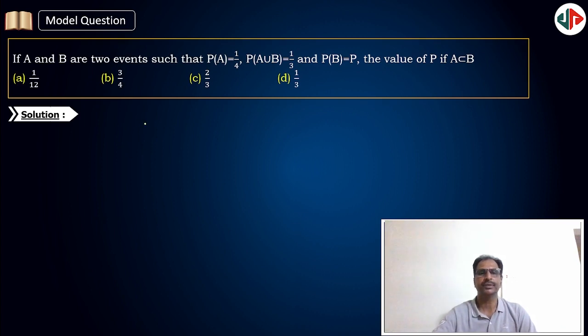Next, A and B are two events such that P of A is given, P of A and B is given, P of B is P. Find the value of P if A is a subset of B. If A is a subset of B, then A intersection B will be A. Then P of A intersection B will be P of A.